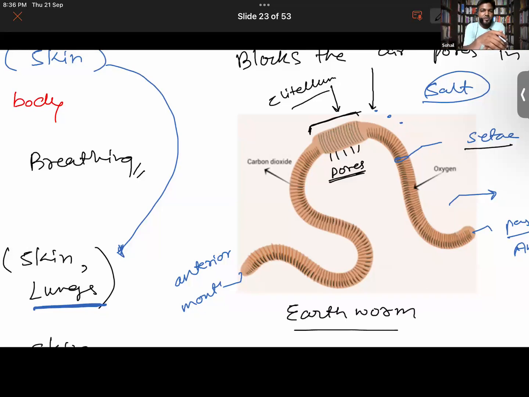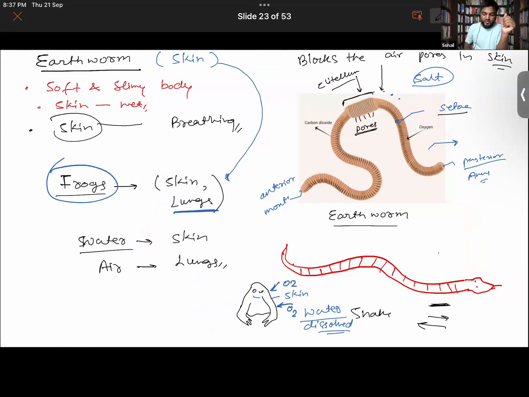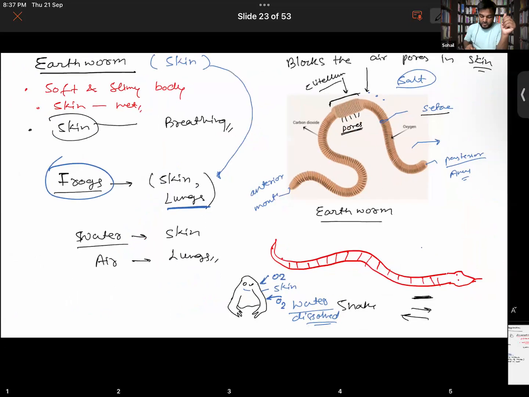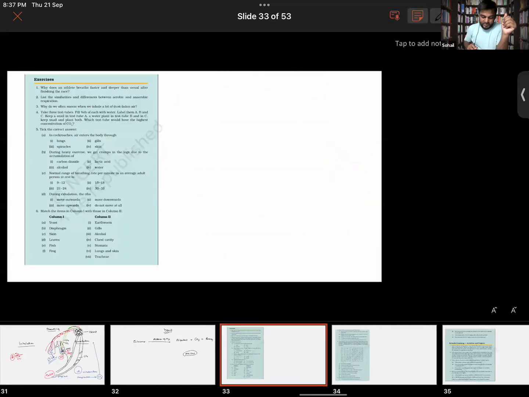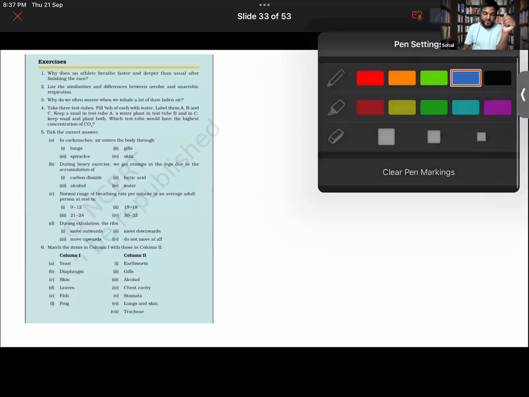Getting it now? Yes, sir. So while the earthworm is about to mate with another earthworm in the process of reproduction, whatever eggs are being secreted are being stored by the earthworm in this clitellum. Getting it now? Okay, so that is the function of this clitellum. Now moving on, we have got the exercise part. Let's discuss that, and then we will begin a new chapter once we are done with this.